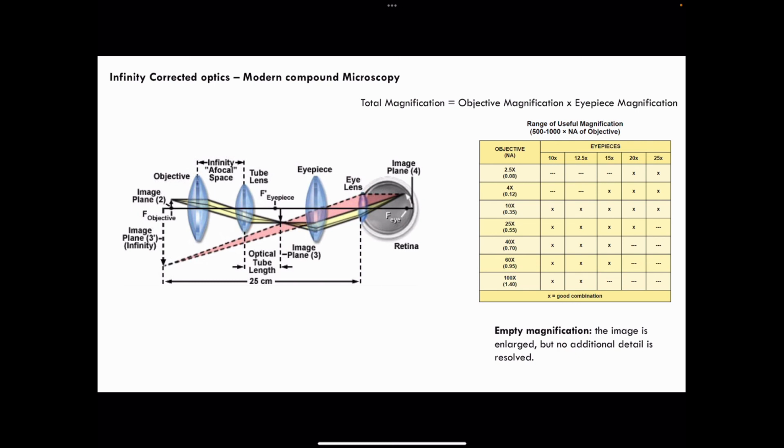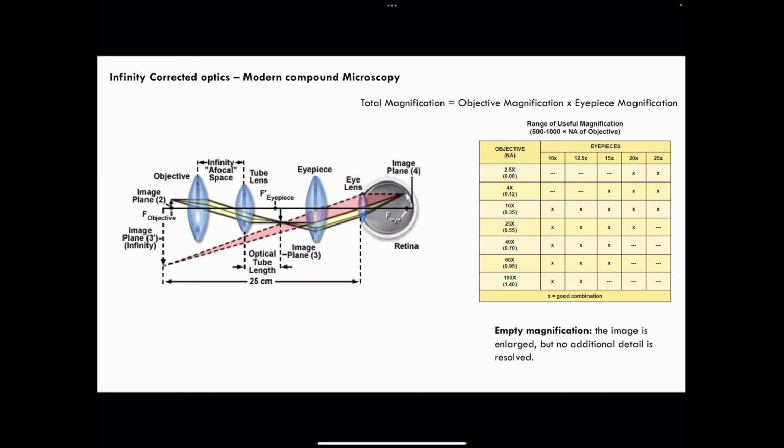To visualize an image on your retina. But if you're actually not using your eyes to perceive the image, and you are using a camera, in that case you don't have to consider the magnification which is included because of the eyepiece. In that case, only the objective magnification is taken into account because the eyepiece is not in use. And when you are visualizing with a camera, that is the case.